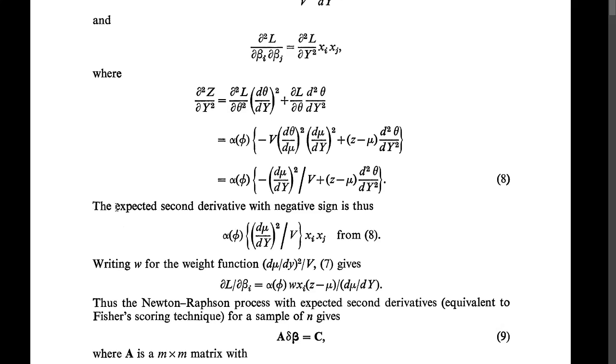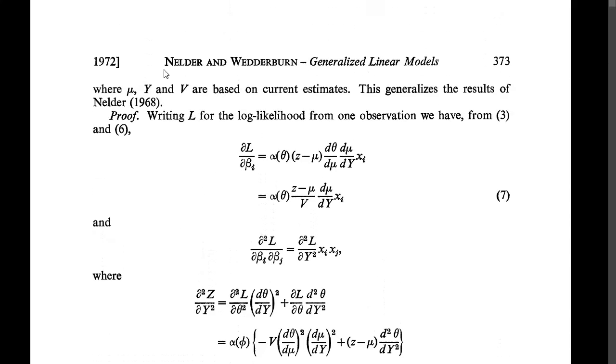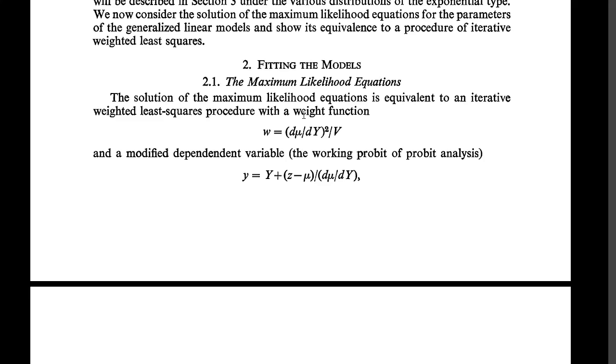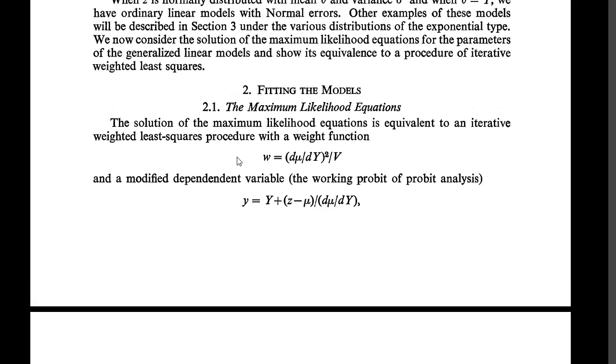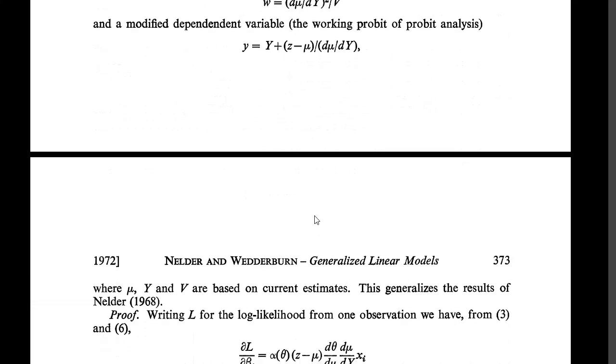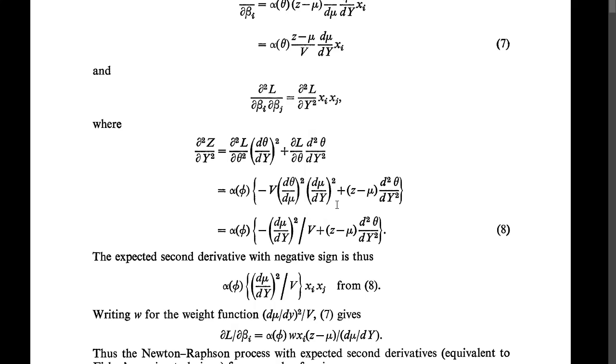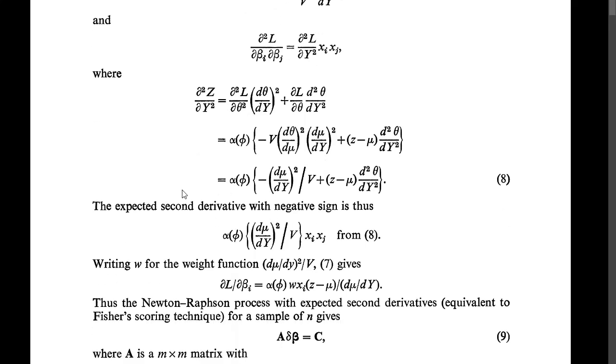Okay, so now I'm on this line right here about the expected second derivative with a negative sign is thus this equation here. Just as a reminder, we are reading through Nelder and Wedderburn, and we are on section 2.1. The link to this paper and the complete playlist that I'm making on this paper are provided in the description of this video. Okay, so what is this expected second derivative with negative sign?